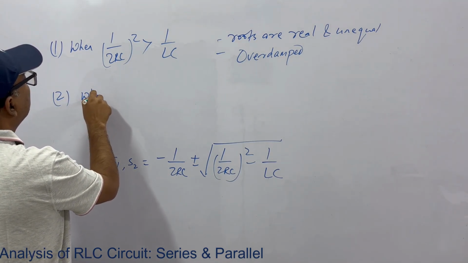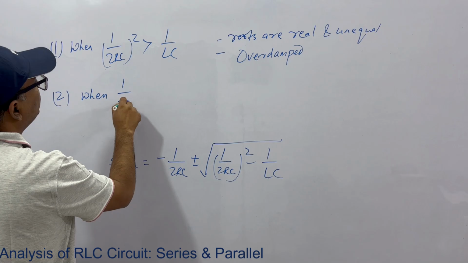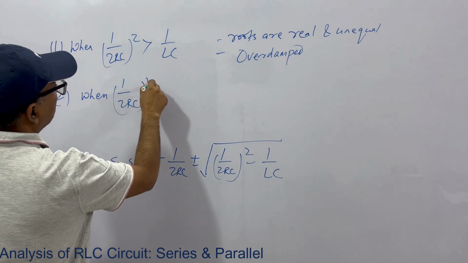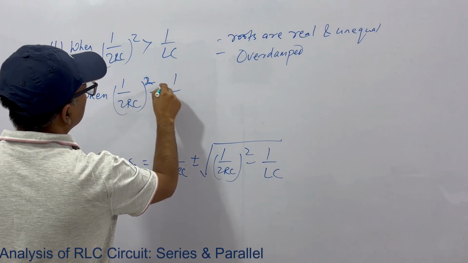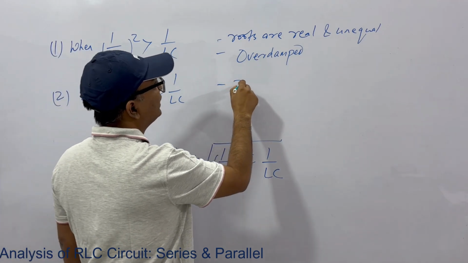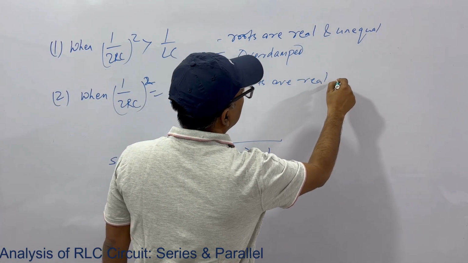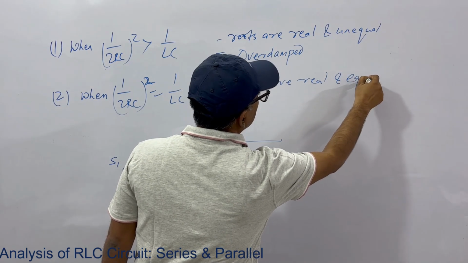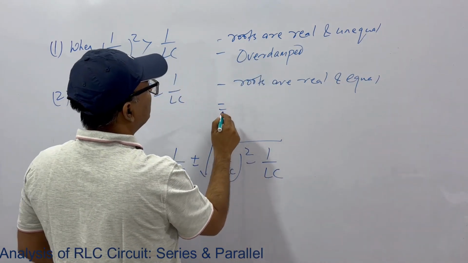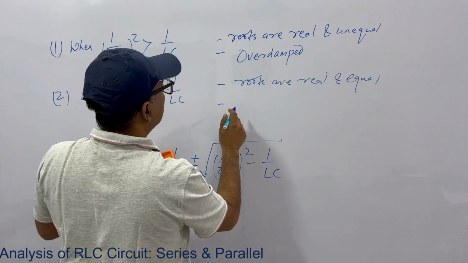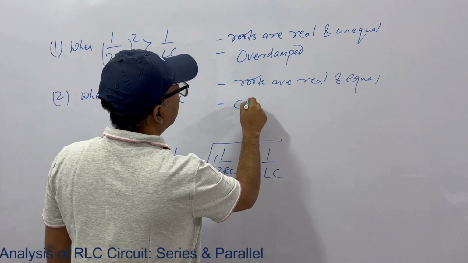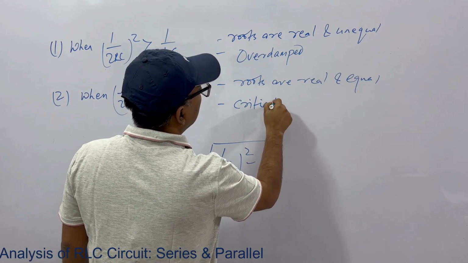Now second is when 1 by 2 RC square is equal to 1 by LC. What we get is that the roots are real and equal. In this case we have equal roots. This case is called critically damped.